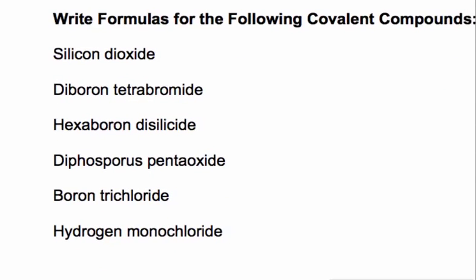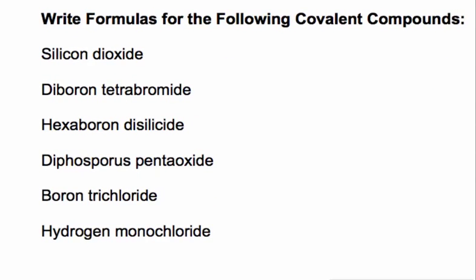Let's talk about writing these formulas. It's the same steps, just the other direction. So silicon dioxide. Silicon's symbol is Si. And since it doesn't tell me how many, we know there's just one. Oxide is oxygen, and it tells us 2.